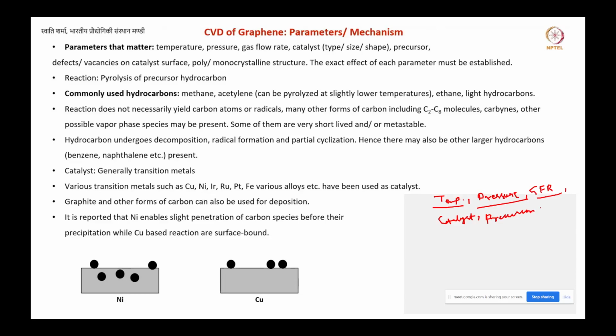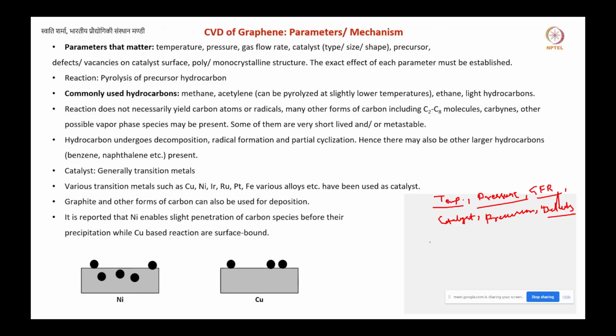The next is your defects or vacancies on the catalyst surface. Suppose your surface has some vacancies or defects, right? Then when you do the deposition, it won't come in the desired way that you want because of the existing defects. So you should also know up to what percentage of defects is acceptable. If it is more than that, then it is not advisable to perform the experiment.